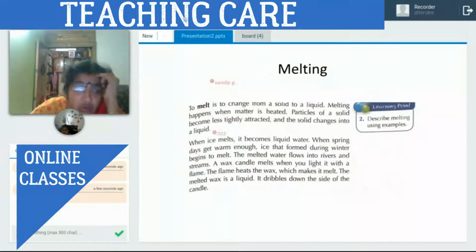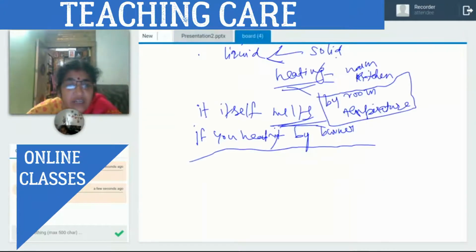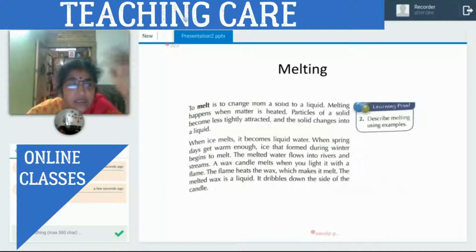To melt is to change from a solid to liquid. Melting happens when matter is heated. Particles of a solid become less tightly attracted and change to a liquid. Wait. So they are telling one more point.